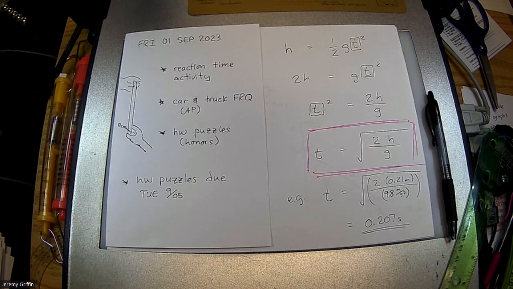Hey, is that the college equation? X equals 1/2 a t squared. Okay. Oh, here, I got it right here. H equals 1/2 g t squared. That's the same idea, right?